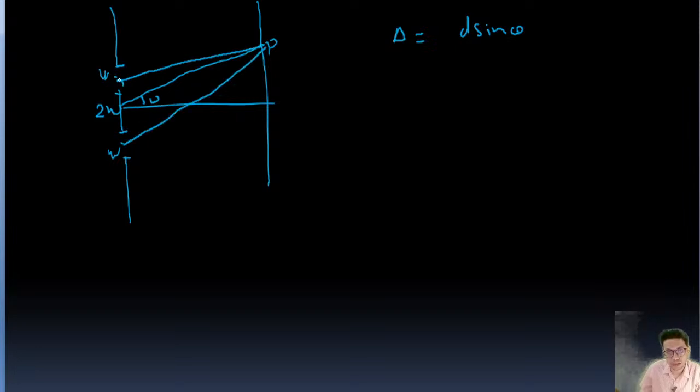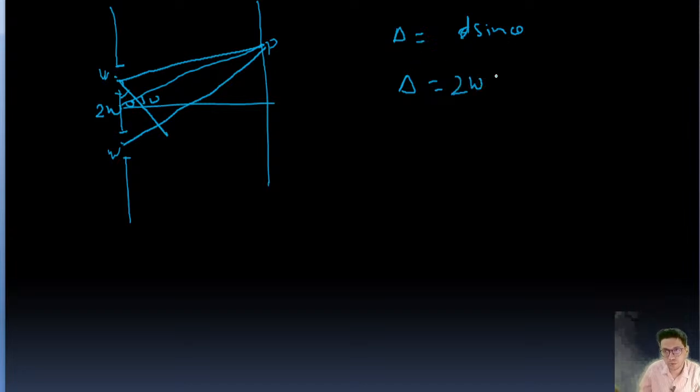Now we know that the path difference delta is d sine theta. Taking theta like this, if one light comes from here and one from here, this is the path difference, and this angle is theta. I have explained this in detail, so you can check my optics class on interference. So delta equals d sine theta, where d is the distance between the centers of the two slits. This is 2w, which is given.